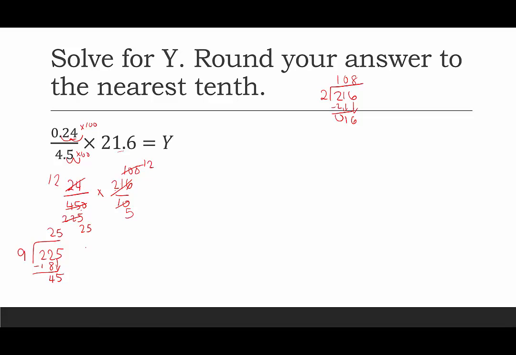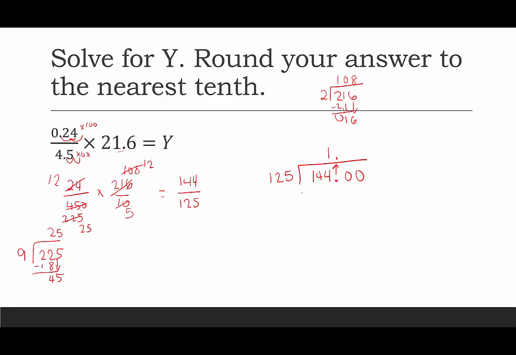Okay, anything left to simplify? I think we got it all. So now we're going to multiply straight across. 12 times 12 is 144. 25 times 5 is 125. And now we're ready to set up our division. So we have 125 as our divisor. It goes on the outside. 144 goes on the inside. We're going to add a decimal point and 2 places because we're rounding to the nearest tenth. Move the decimal point straight up and divide.